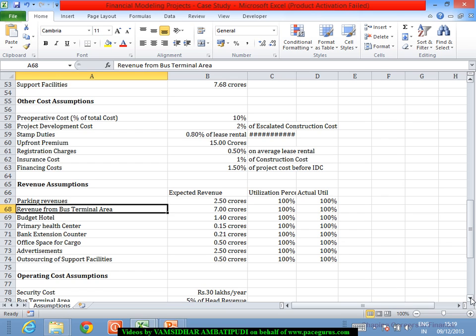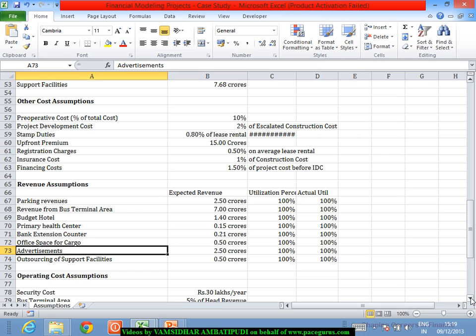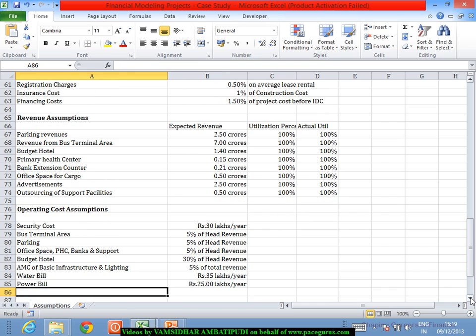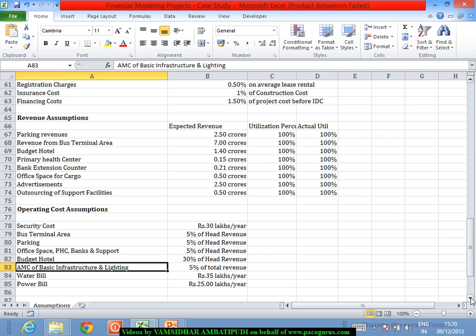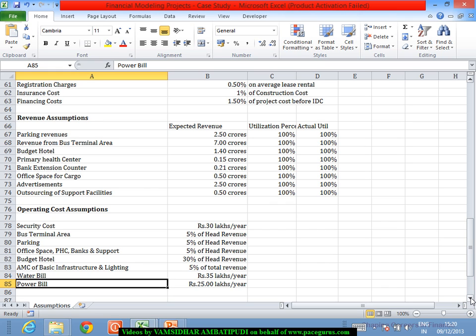So revenues from the bus terminal area, revenue from hotel, revenue from health center, revenue from bank extension counter, and revenue from advertising. I'm expecting all these forms of revenues to come as per the current prices. I have made these assumptions, and similarly on the cost side I am expecting that I require this much for security people, this much for maintaining the bus terminal area every year, maintaining the parking areas, the office space, and the budget hotel. I am expecting this as the AMCs for the basic infrastructure and lighting and whatever I am providing. I'm also looking at this much annual expense for water bill based on the current price, but it may grow at the rate of inflation every year. Similarly, this is the power bill that is expected for that particular location.